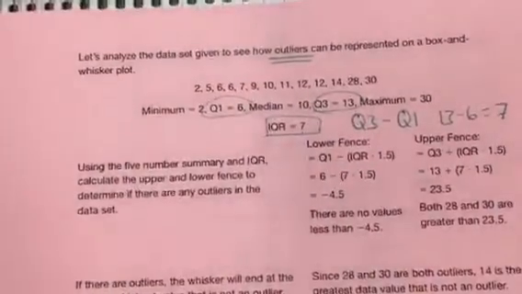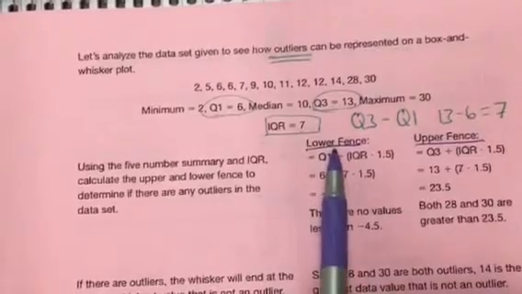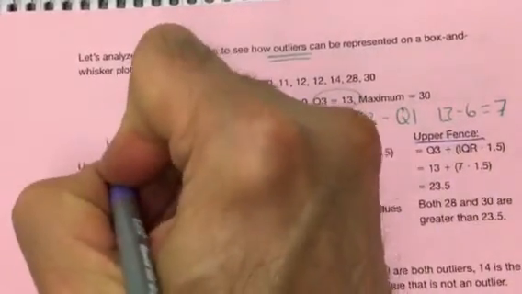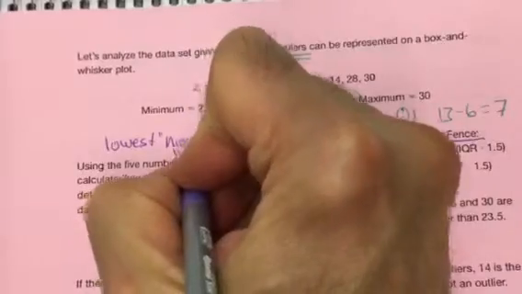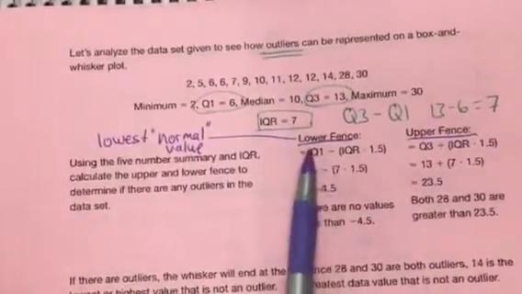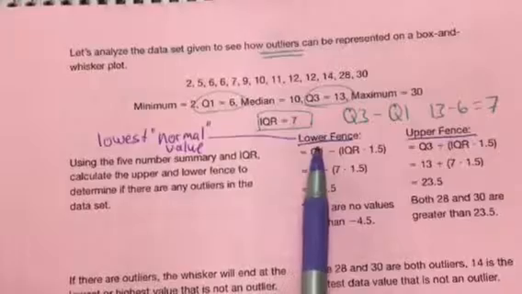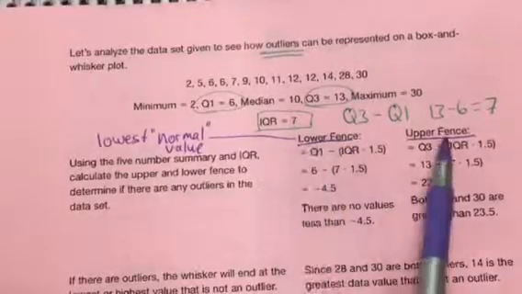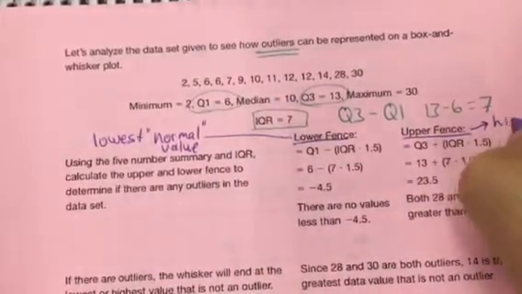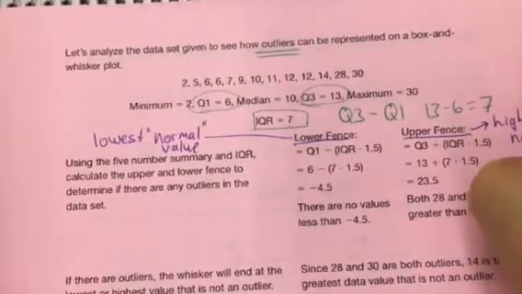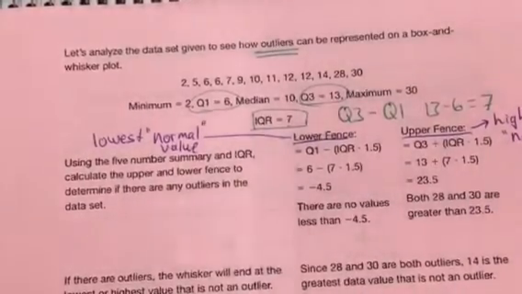Now, we have to find what's called the lower fence and the upper fence. The lower fence basically says the lowest normal value. So mathematicians say in a group of data, there's normal data, and then there's stuff that's not normal. If it's outside our fences, it's not normal. It's called an outlier. An upper fence is the highest normal value. Anything outside of that is considered an outlier.